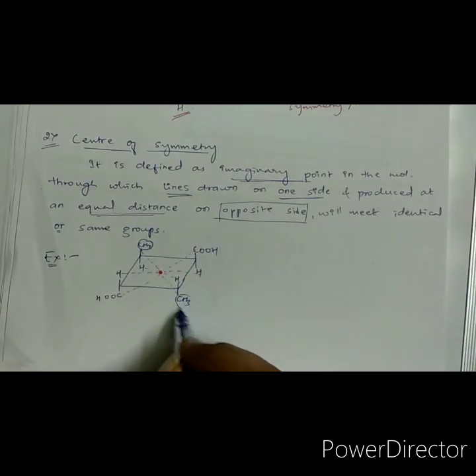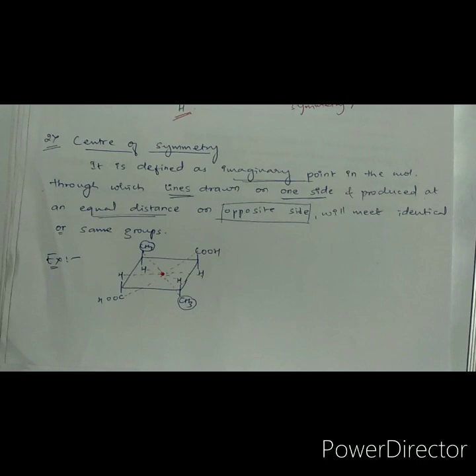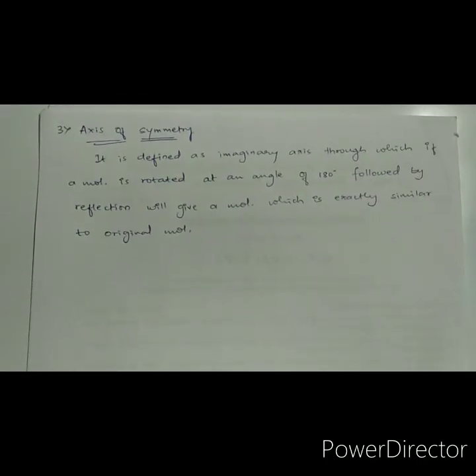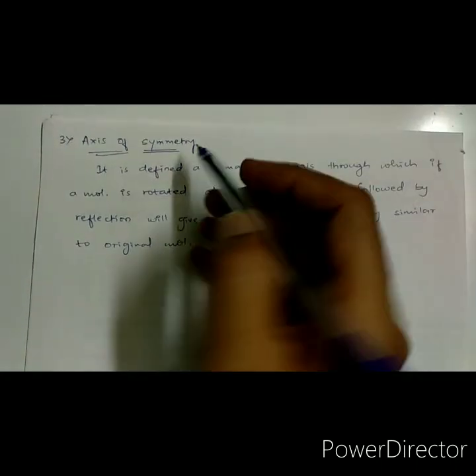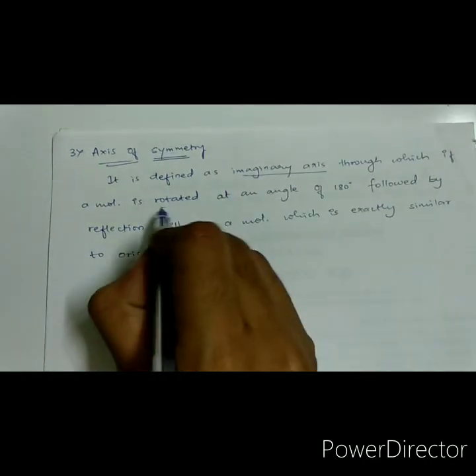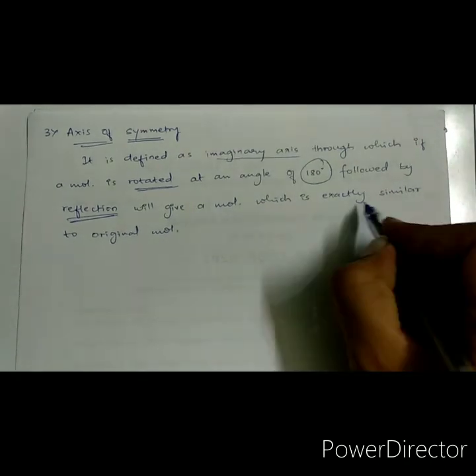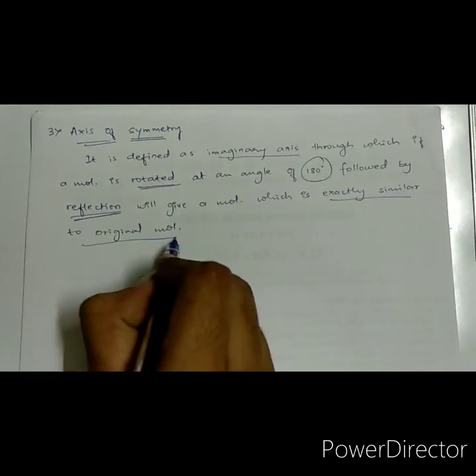You can see here same molecule. So now let us discuss the last element of symmetry, that is axis of symmetry. So this axis of symmetry is defined as an imaginary axis through which if a molecule is rotated at an angle of 180 degree followed by reflection, this is important, followed by reflection, will give a molecule which is exactly similar to the original molecule.